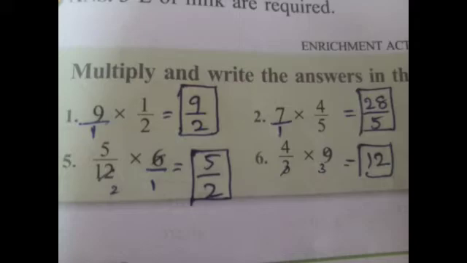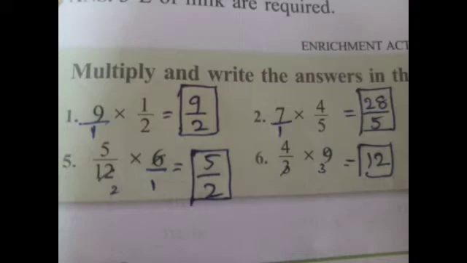The second sum, 7 multiplied by 4/5. 7/1 we can take. For 7 into 4, 28, and 1 into 5, 5. So the second step is completed. Third step, reduce to the lowest term. It is not possible, 28/5 will not come in any of the tables.